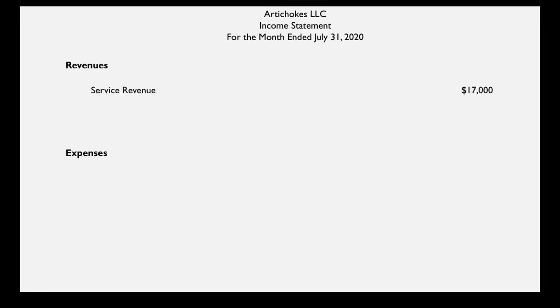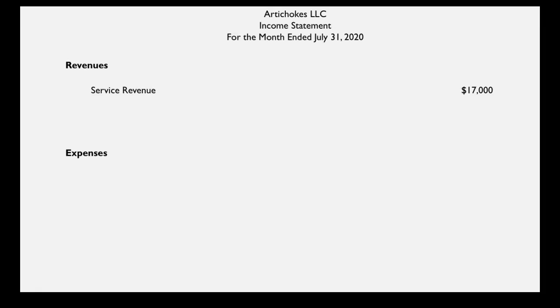So our revenues. We only had one revenue, right? We only had service revenue. So we can write out service revenue and put its balance all the way on the far right. If we had multiple revenues, we would have to put that $17,000 closer to the middle of our income statement. And then the total revenues, once we add up all of our revenues, that would go over on the far right. We'll see an example of that down here with our expenses.